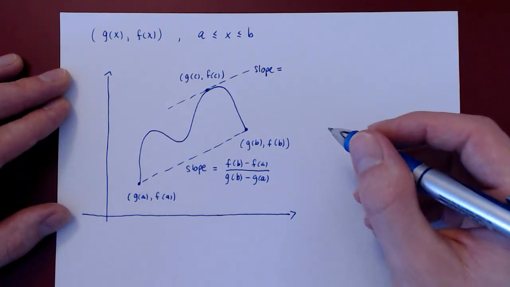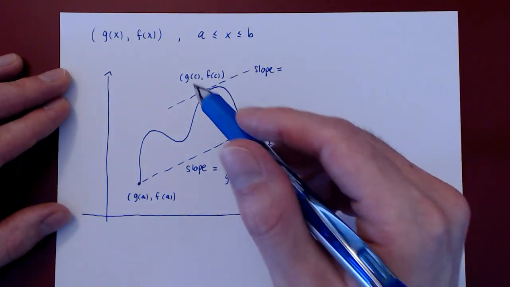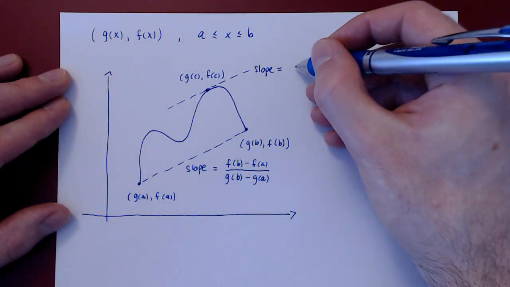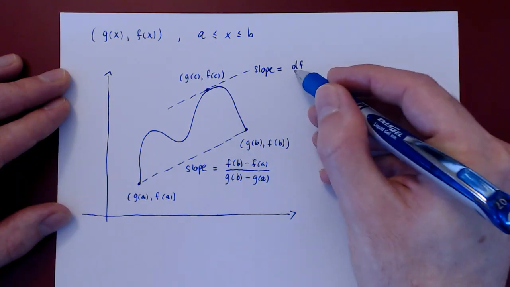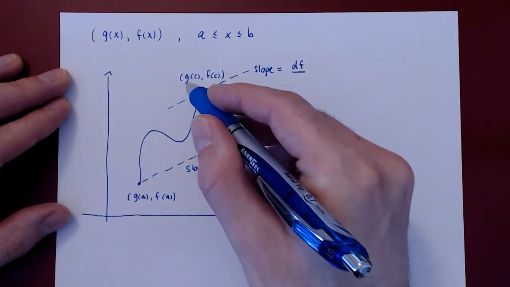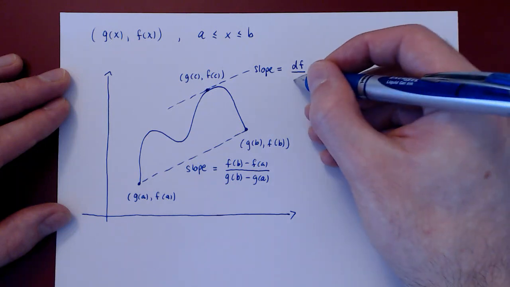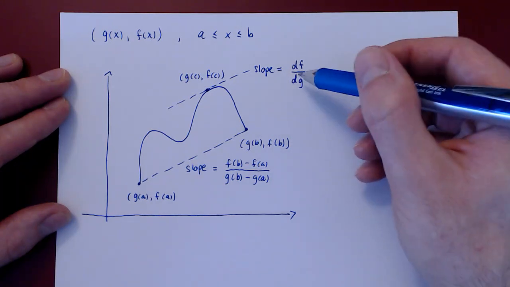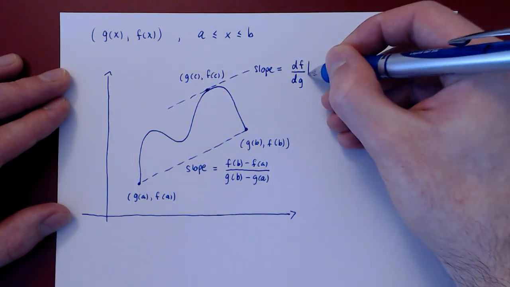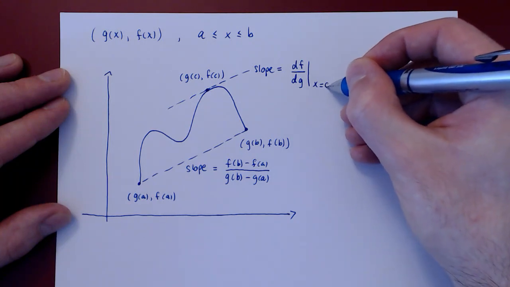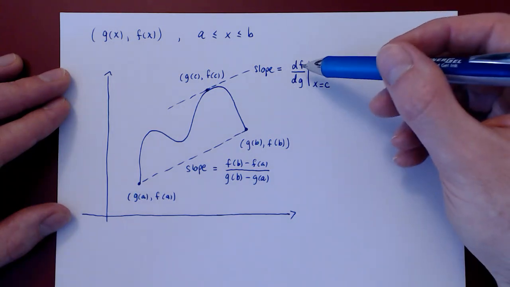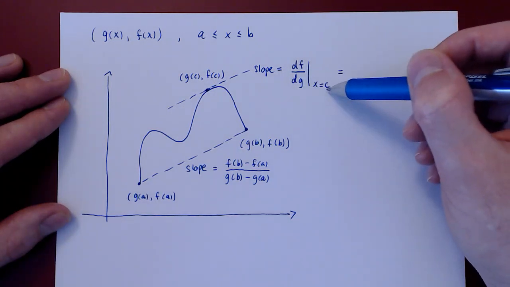Well, the slope of the tangent line will, of course, be an infinitesimal change in the second coordinate. This is df. Right, that is what d represents, an infinitesimal change in the second coordinate divided by an infinitesimal change in the first coordinate, which is dg. And we want this ratio to be evaluated when x equals c. Okay, that's not very useful. How do we evaluate this infinitesimal change of f and g at x equals c?